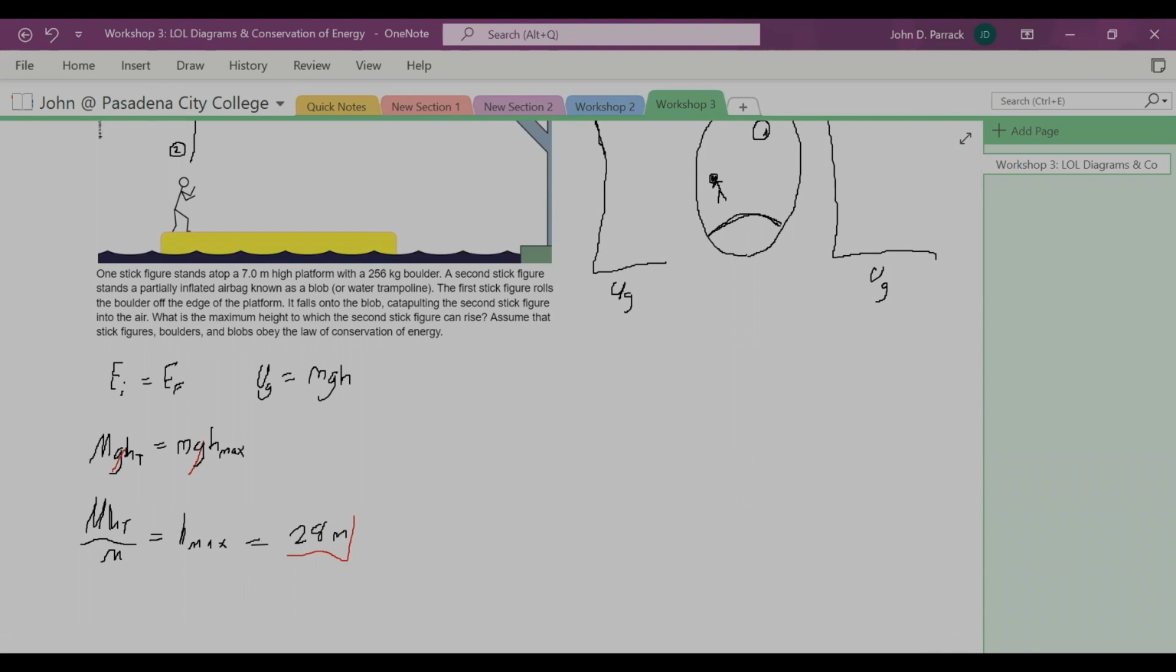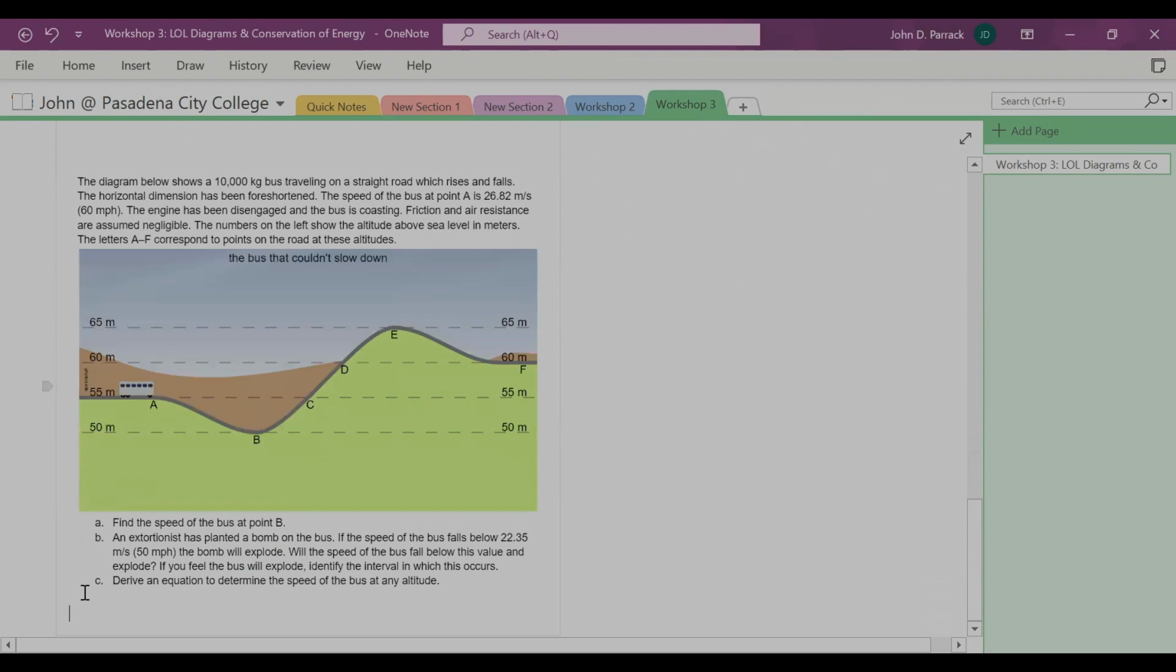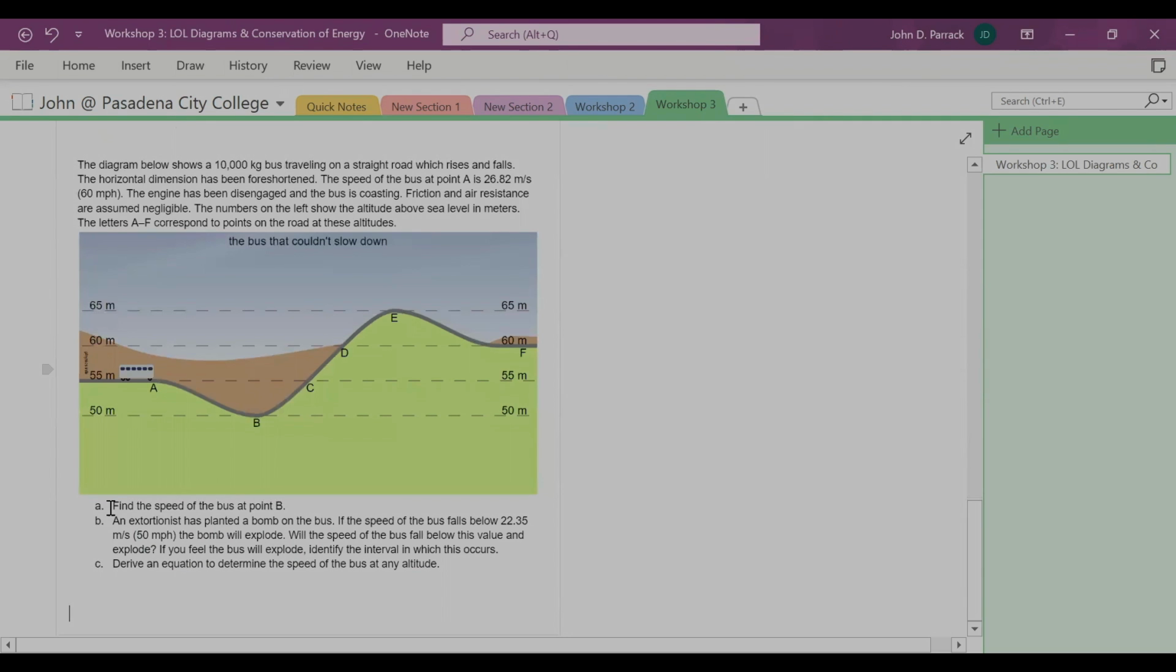Okay. Let's do the next one. All right. So this one says, the diagram below shows a 10,000 kilogram bus traveling on a straight road which rises and falls. The horizontal dimension has been foreshortened. The speed of the bus at point A is 26.82 meters per second. Oh, I'm sorry, 60 miles per hour.